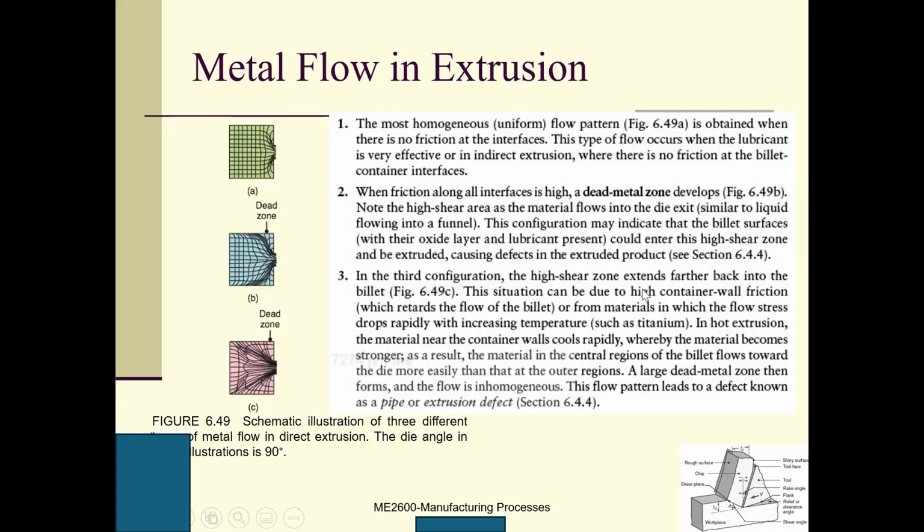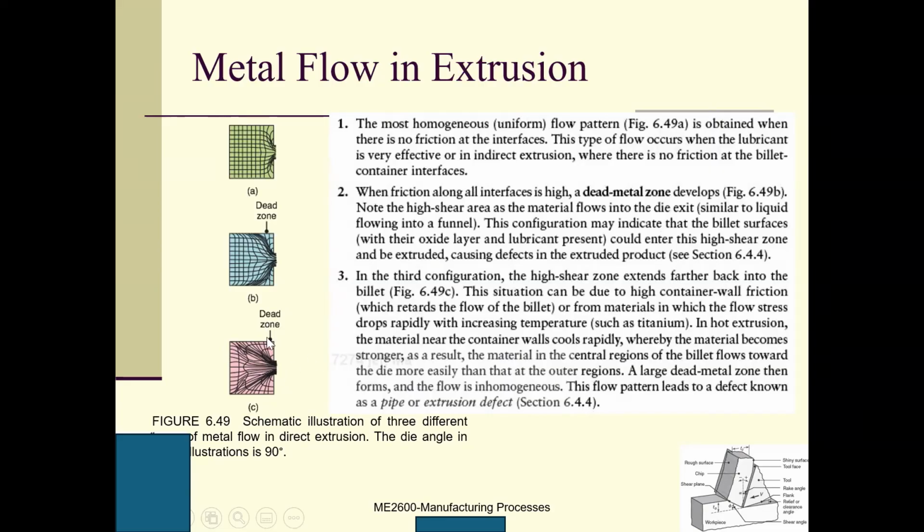This situation can be due to high container wall friction, which retards the flow of the billet, or from a material in which the flow stress drops rapidly with increasing temperature, such as titanium. Titanium is a very, very tough material. In hot extrusion, if we elevate the temperature, the material near the container walls cools rapidly, because outside is ambient, this is atmosphere. Whereby the material becomes stronger as a result, and the material in the central region of the billet flows towards the die more easily than in the outer regions.